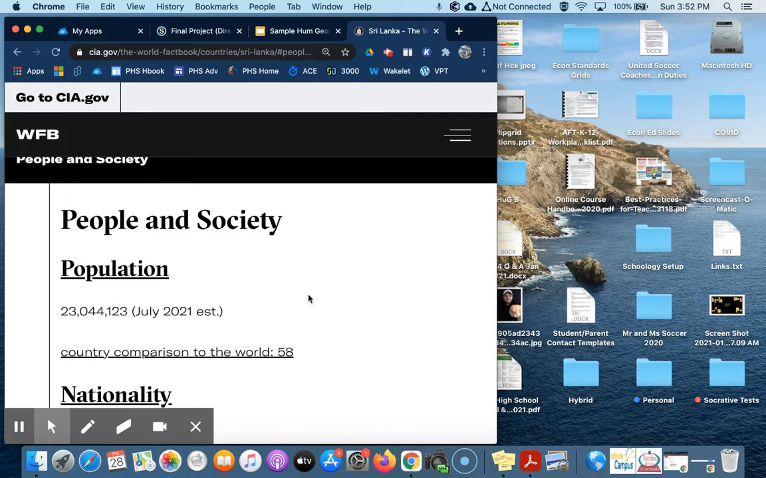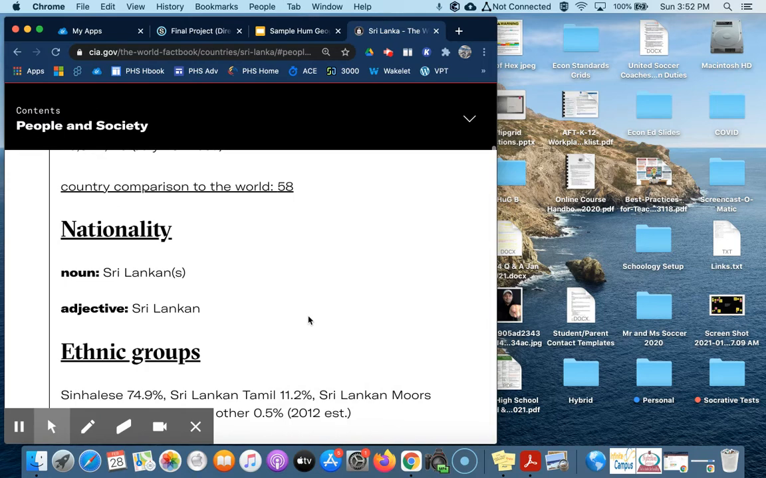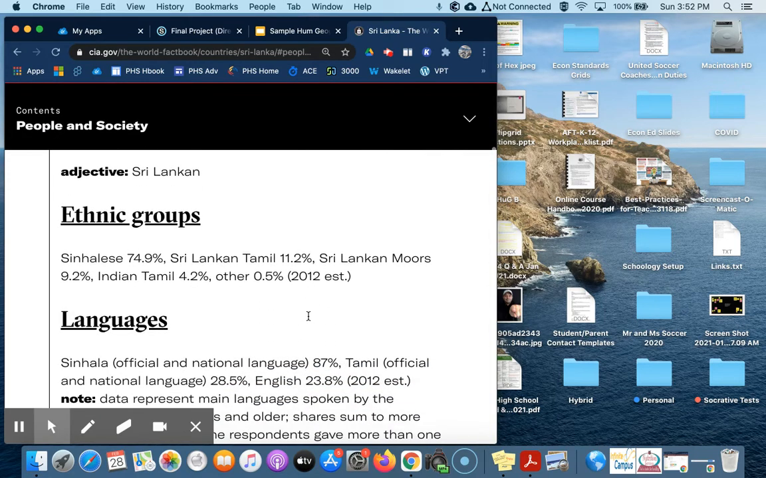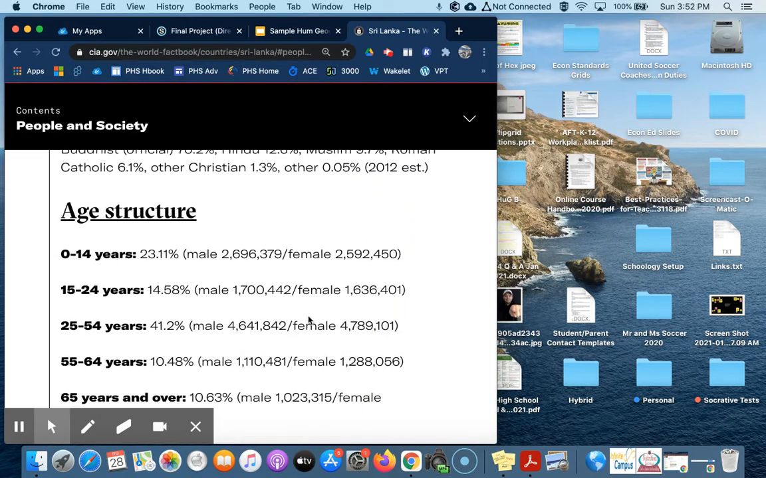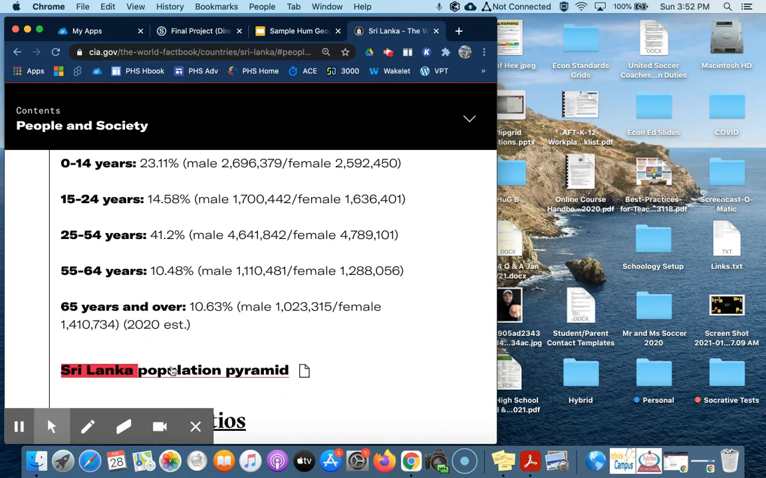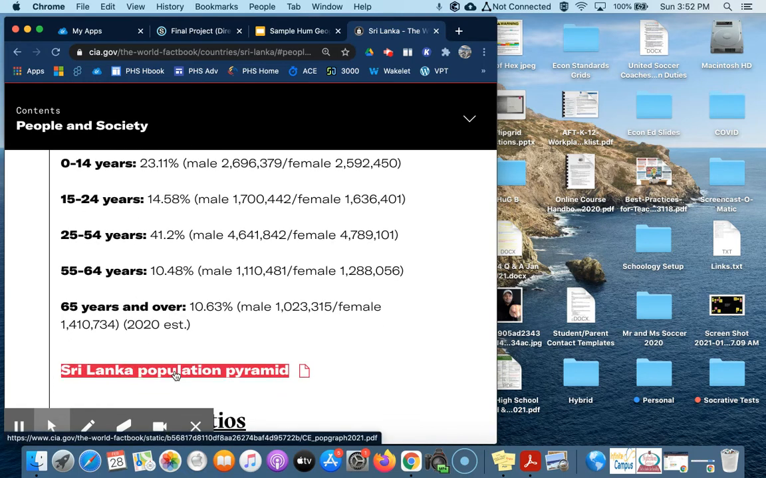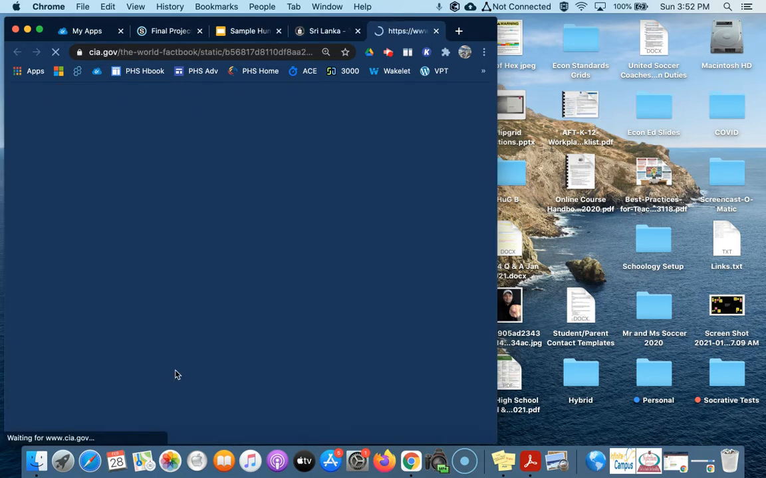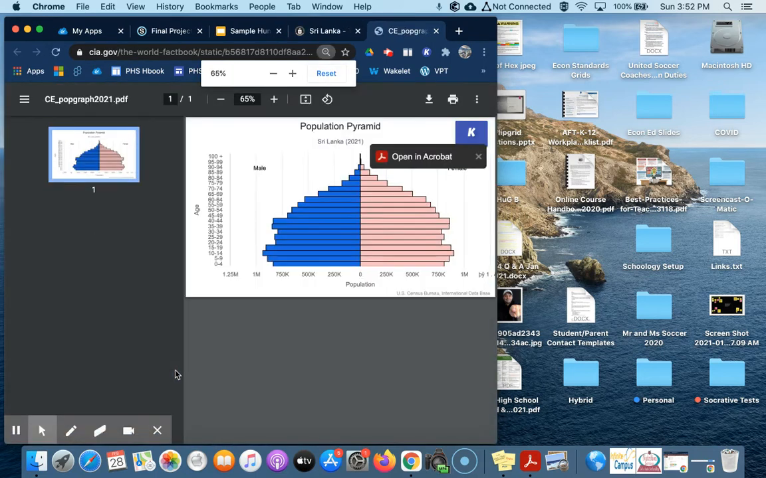And then within the people and society section, you are looking for a population pyramid. So you're going to need to look for your age structure, and right underneath age structure is a link to a population pyramid. So then you would open that up and then take a screenshot of your pyramid or copy and paste it, save it, so you can paste it into your project. So that's where you find the population pyramid.